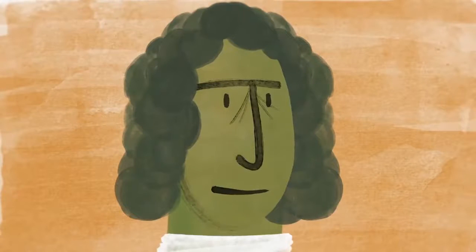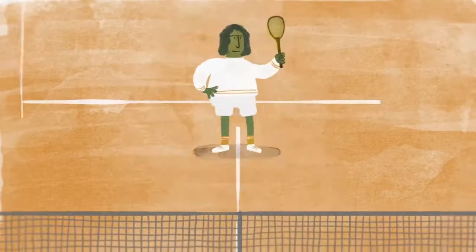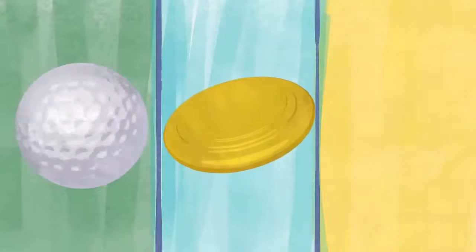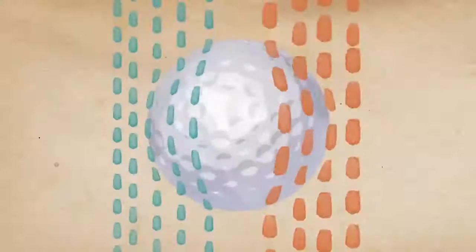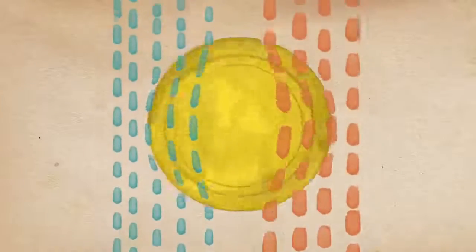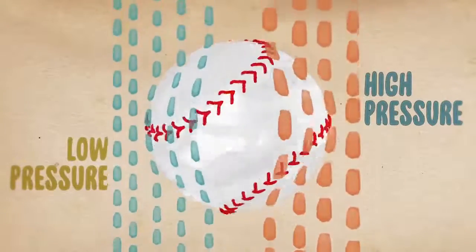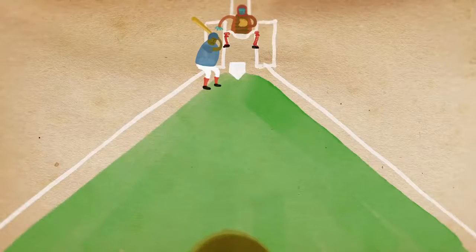The Magnus effect was first documented by Sir Isaac Newton after he noticed it while playing a game of tennis back in 1670. It also applies to golf balls, frisbees, and baseballs. In every case, the same thing happens. The ball's spin creates a pressure differential in the surrounding airflow that curves it in the direction of the spin.